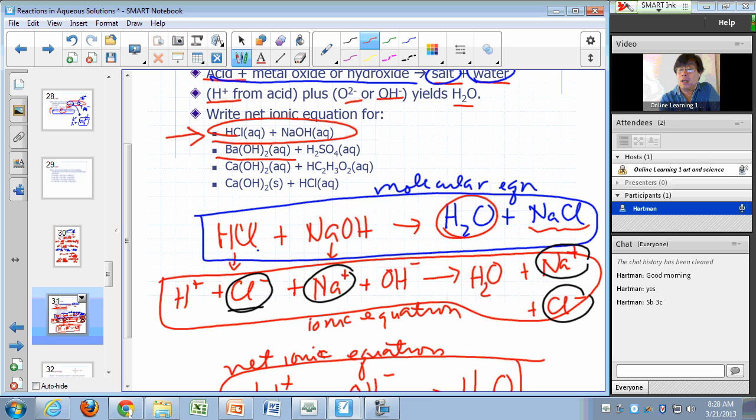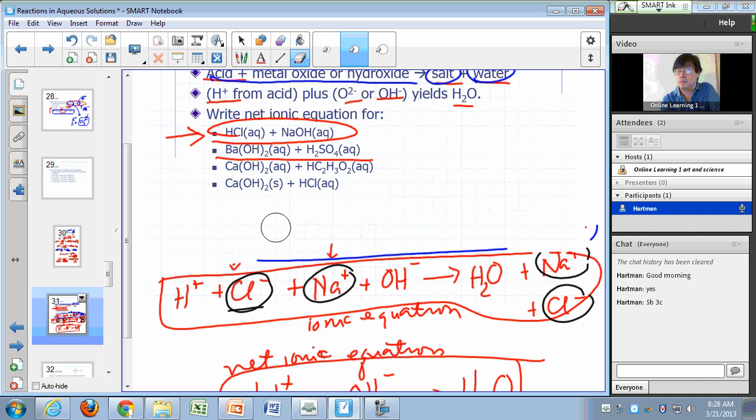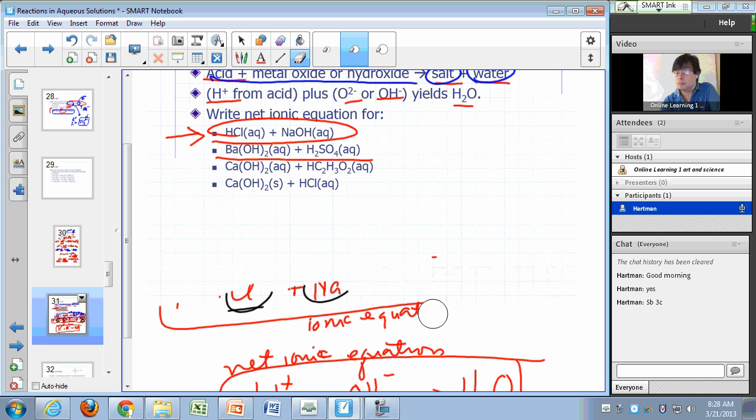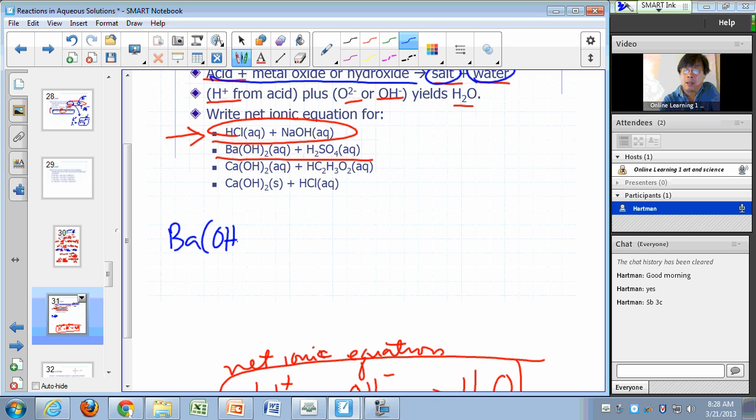What about barium hydroxide plus H2SO4? Let's take a look at that one. You're going to say, all right, if you were to do the molecular equation, you say barium hydroxide, oops, got my subscript wrong. Barium hydroxide plus H2SO4, okay? So metal hydroxide plus acid, acid plus base gives you salt and water.